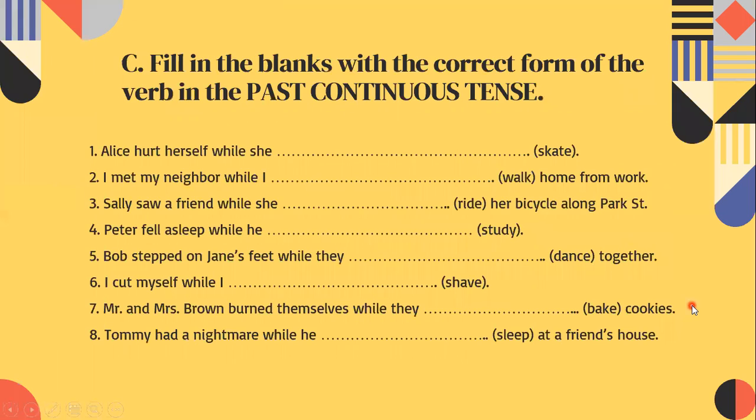Now let's practice some questions. Here you have to fill in the blanks with the correct form of the past continuous tense. For example, Alice hurt herself while she was skating. I met my neighbor while I was walking. Okay, so she and I are singular subjects, so I write was, and then skate plus ing, or walk plus ing. So I will leave the rest for you, and then you will have the answer key.